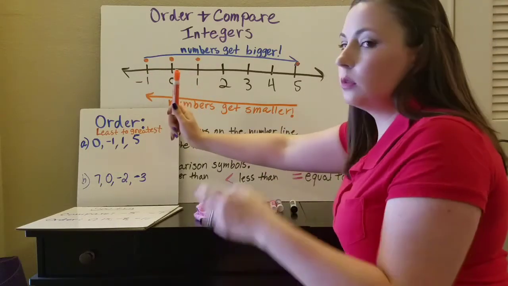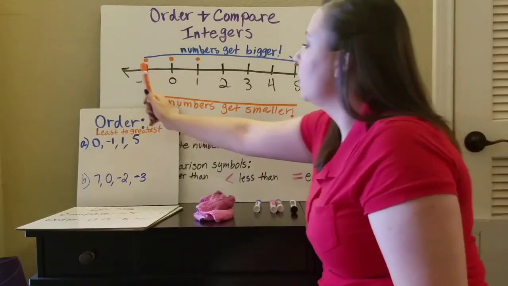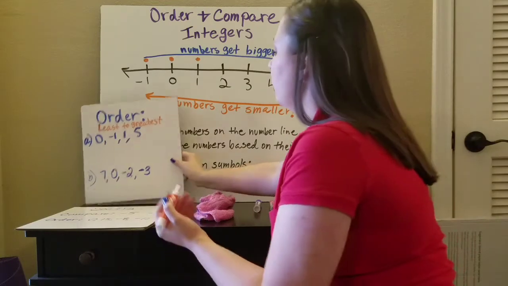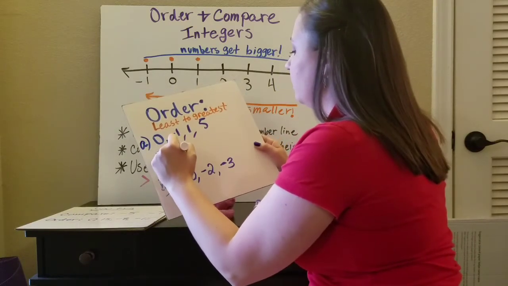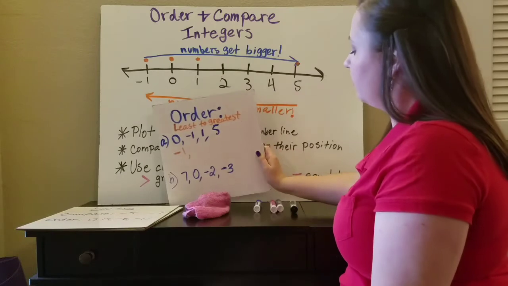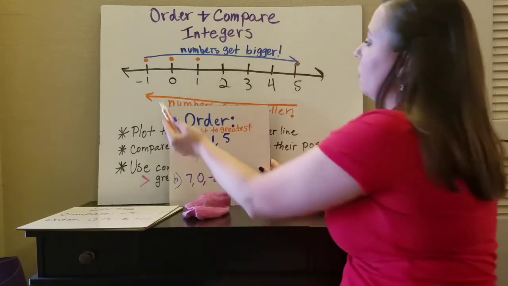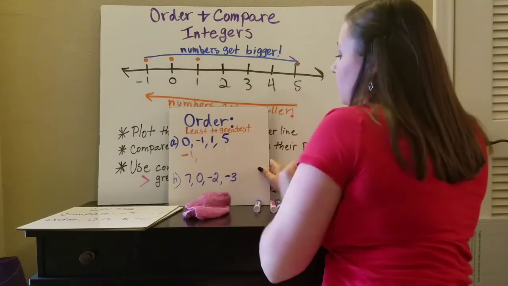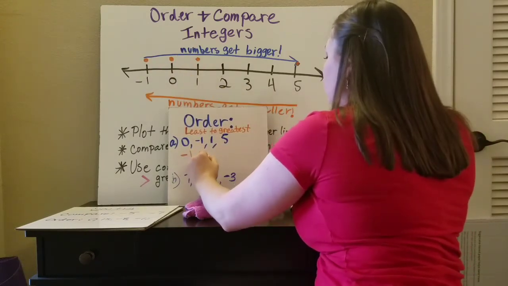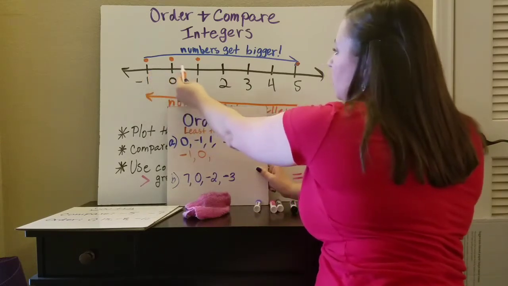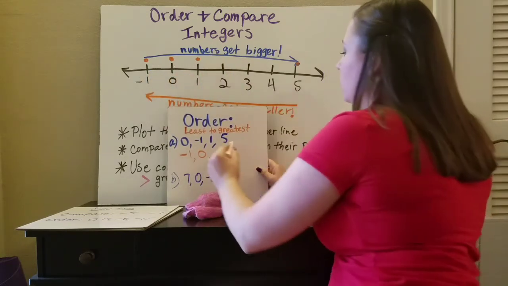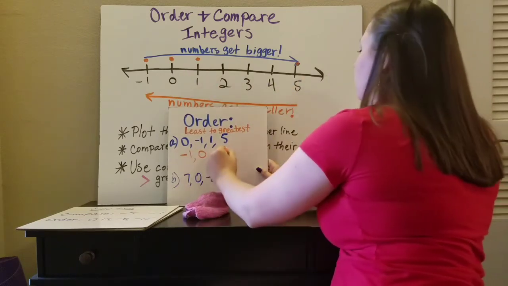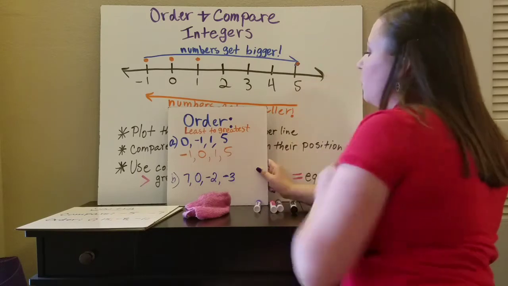So let's look. Our smallest number is going to be the one that's all the way to the left on our number line. And what is that? -1. So our smallest number, -1. Our next number coming up, the next one to the right, is going to be 0. So he will come next on our list. Going along our number line here, next one we run into is the 1, so he's next on our list. And then the last one we've got, all the way to the right, is the 5.